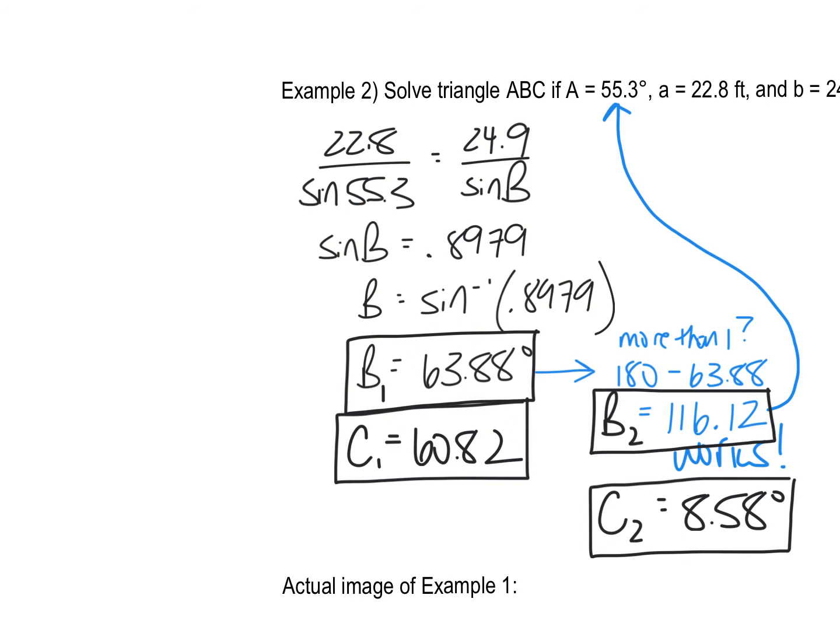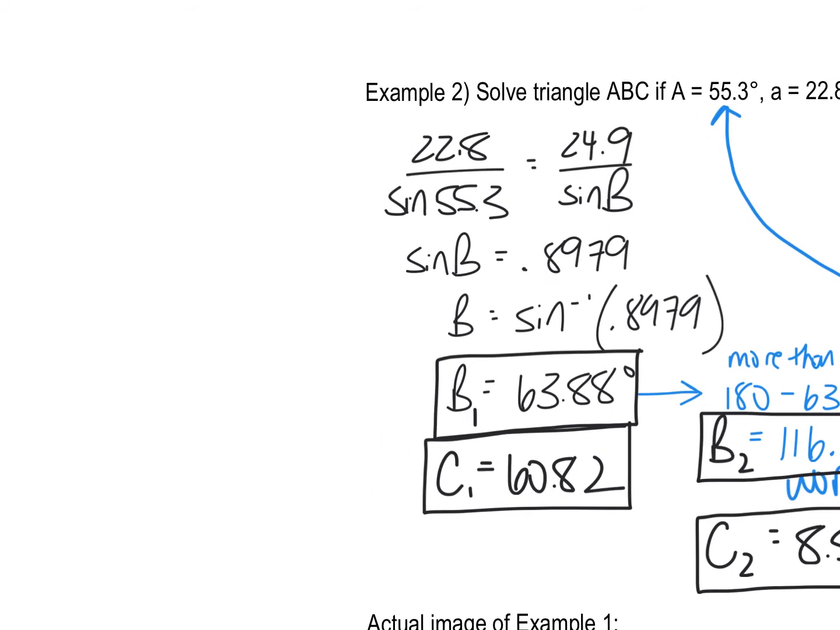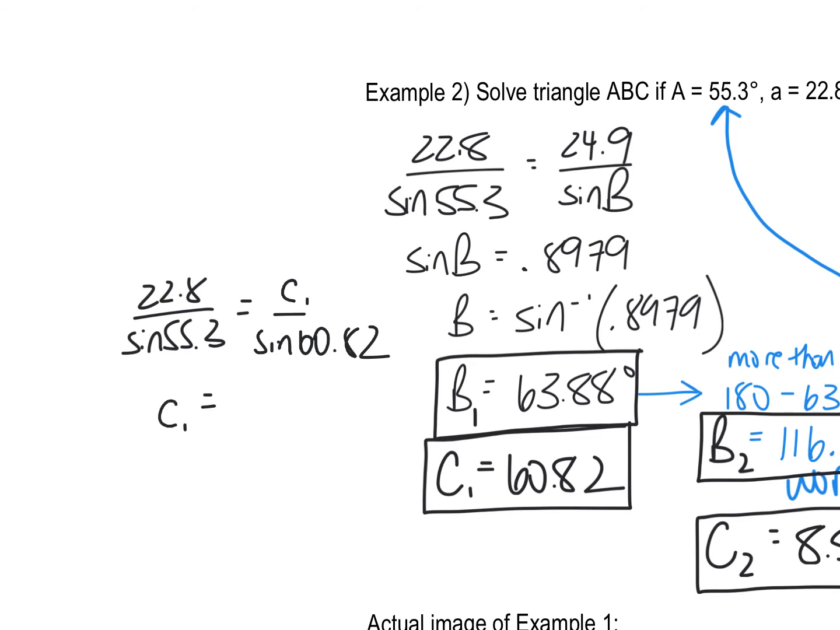You don't want to use that wrong information to help you find something else. So I'm going to set up law of sines one more time. I'm going to do 22.8 over sine 55.3, but I'm going to use angle C here, and I'm going to solve for side C. So I'm going to put side C1, just because it's going to be my first side for C, and sine 60.82. Cross multiplying there gives you 24.21. This is my option for side C, the first triangle.